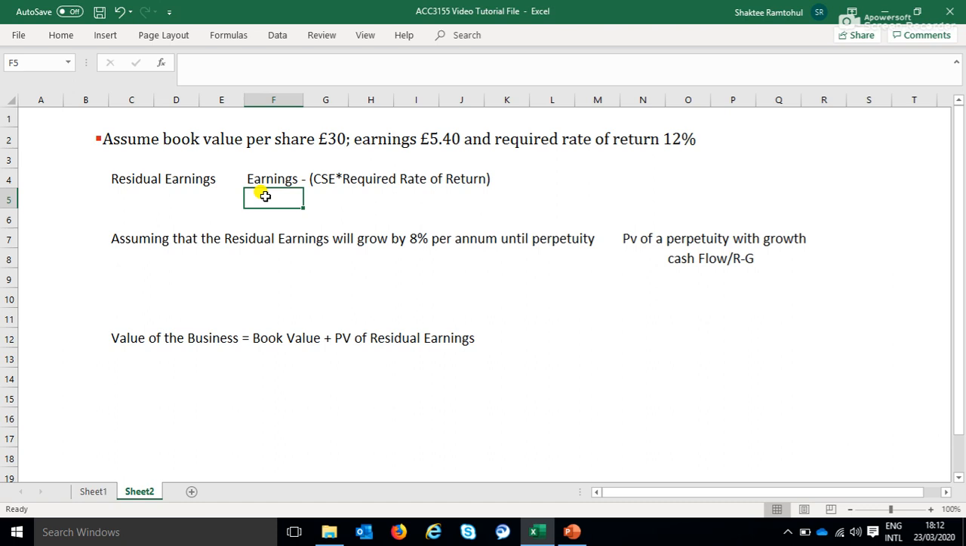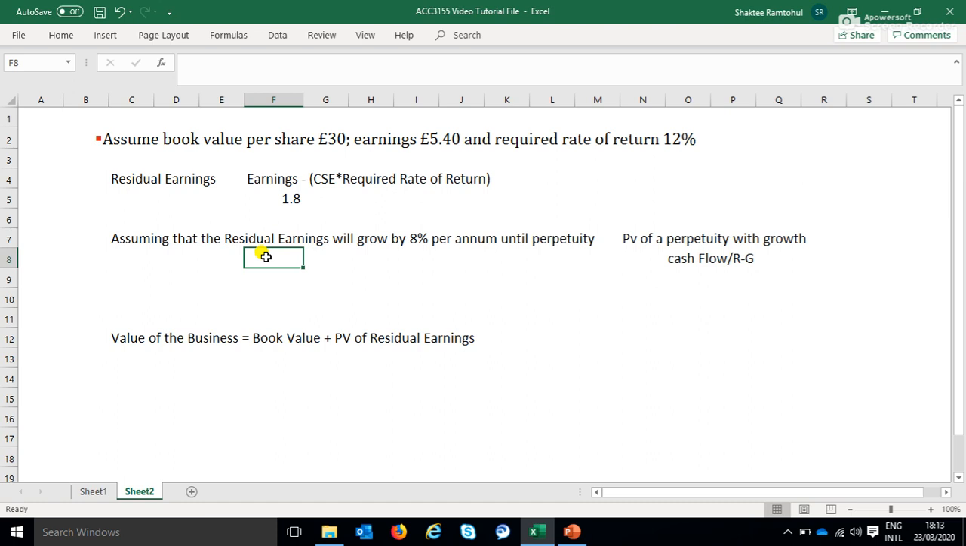So first things first, what is the residual earnings? We know from lecture 1 that your residual earnings is whatever earnings you earn from the business. So in this case, £5.40 minus CSE, which, since we're dealing with one share, amounts to 30, multiplied by 0.12, or 12%. And that gives us a residual earnings of 1.8.